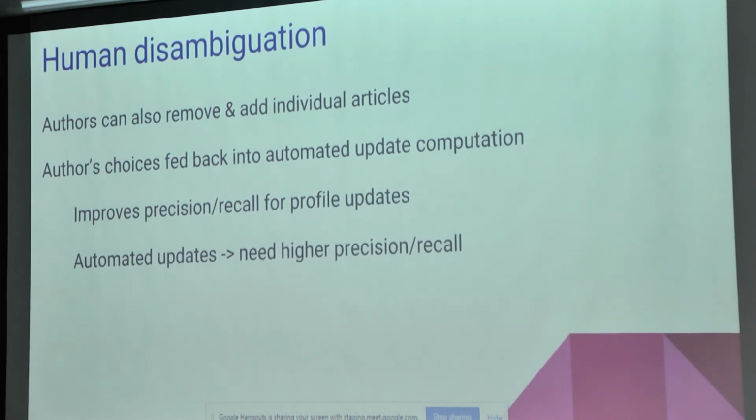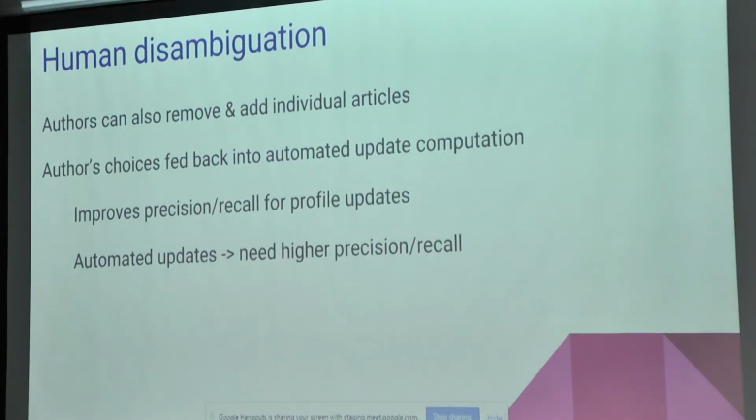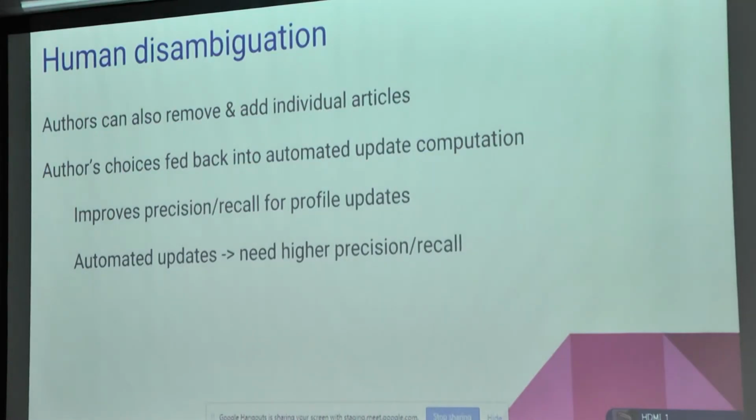We also make it easy for authors to remove and add individual articles. These choices are then fed back into the automated computation, which further improves the precision and recall for profile updates. Profile updates are automated. There is no further human intervention. So this mechanism allows us to achieve this automation by taking a very late stage, human processing, into account to be able to solve the overall problem. Next slide, please.